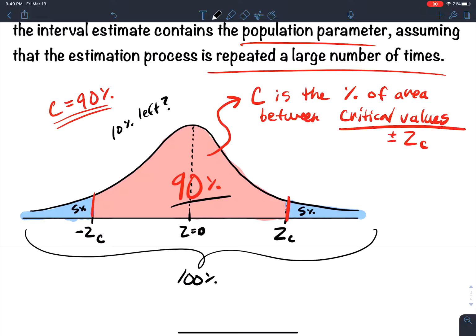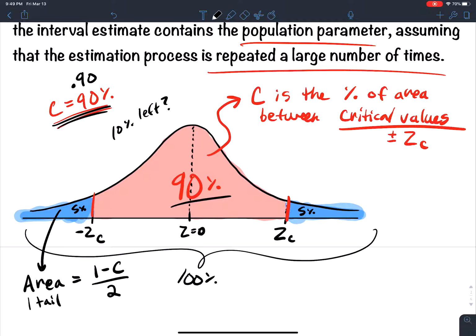So you either need to be able to draw the picture and then logically work through it each time to figure out how much area is in the tails, or you can use this little trick I have, where to find the area, all you have to do is 1 minus C. The C here is 0.90, that's 90%, divided by 2, because I'm cutting it in half. So that's the area in one tail. That's a little trick for you. If you're a formula person, great. Use that formula that I just gave you right here.